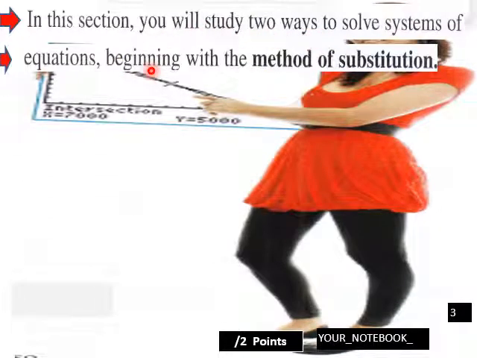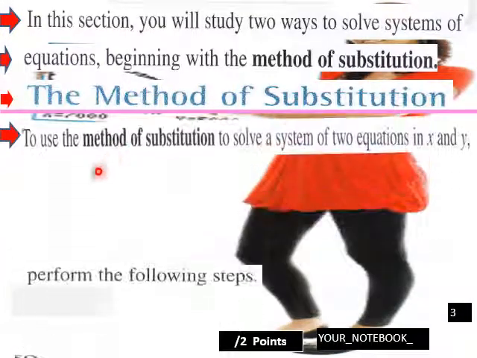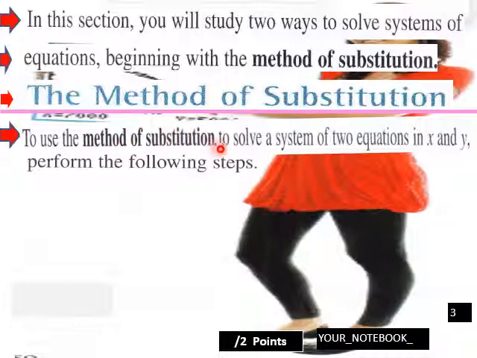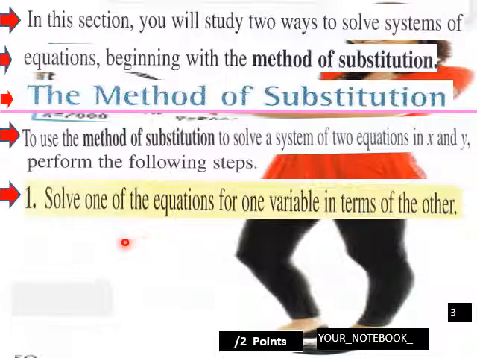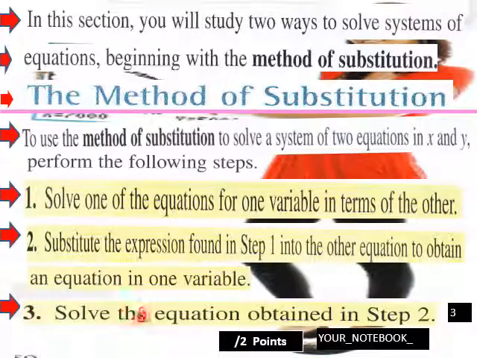In this section, you will study two ways to solve systems of equations, beginning with the method of substitution. To use the method of substitution to solve a system of two equations in x and y, perform the following steps. 1. Solve one of the equations for one variable in terms of the other. 2. Substitute the expression found in step 1 into the other equation to obtain an equation in one variable. 3. Solve the equation obtained in step 2.